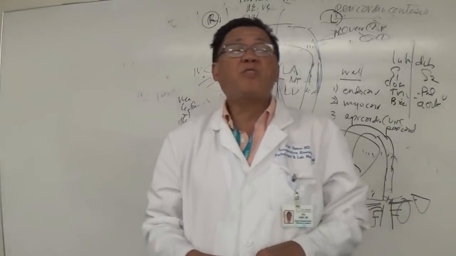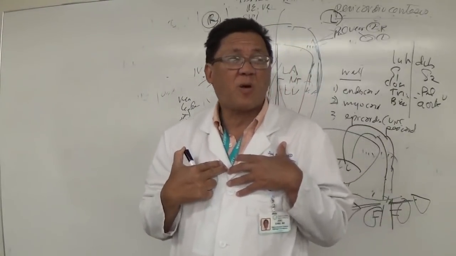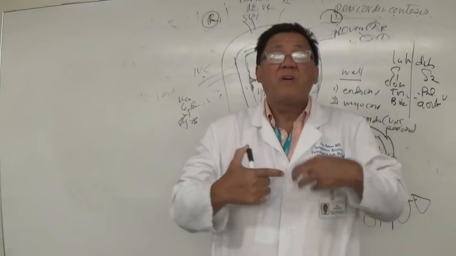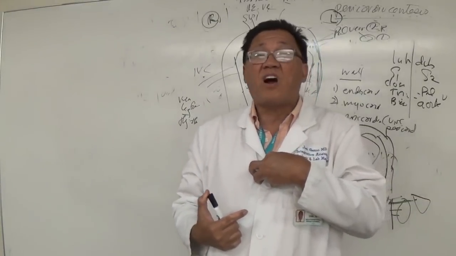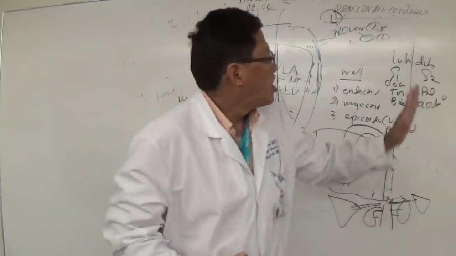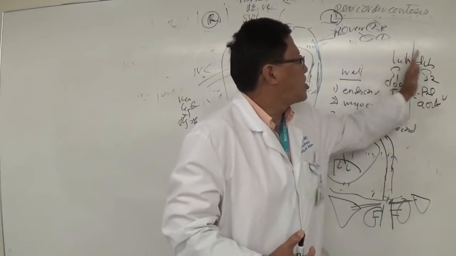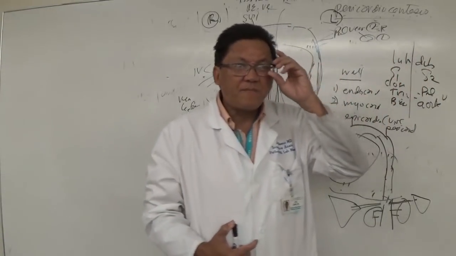Remember the word? If you put a stethoscope on the chest, remember what a stethoscope is? Earpiece on the ear, you have a stethoscope. You put the stethoscope diaphragm here, you can listen to the heart sound. Lub, dub, lub, dub, lub, dub, right?